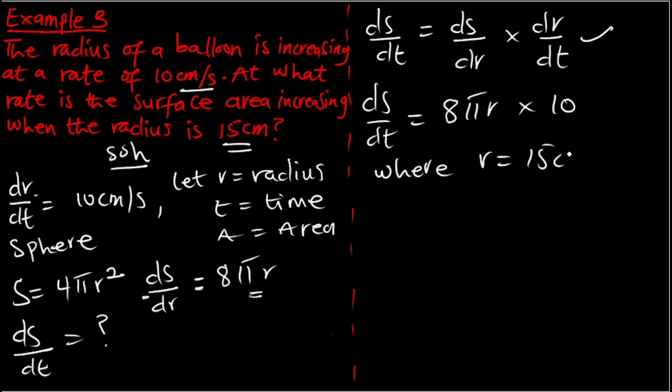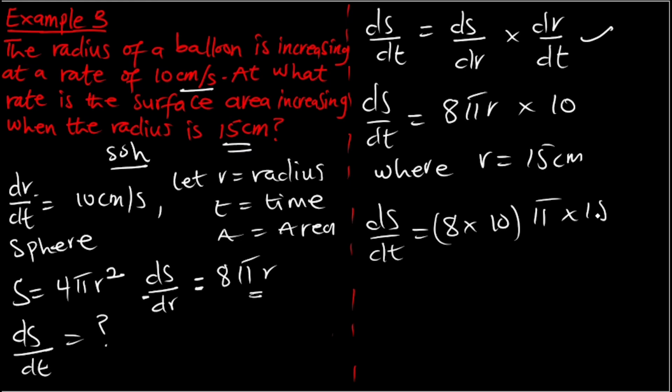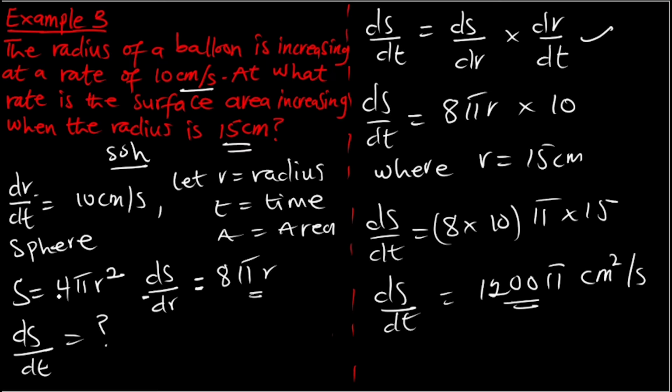where r is 15 centimeters. So I can put it in and say dS/dt is equal to 8 by 10 multiplying pi on 15. When you punch this in, you are likely to get dS/dt to be equal to 1200 pi centimeter square per second. You can convert it to decimals, but I prefer leaving it this way. Since S is surface area increasing with respect to time, you're going to get centimeter square per second, and that's interesting. So you see, your chain rule should always be established.